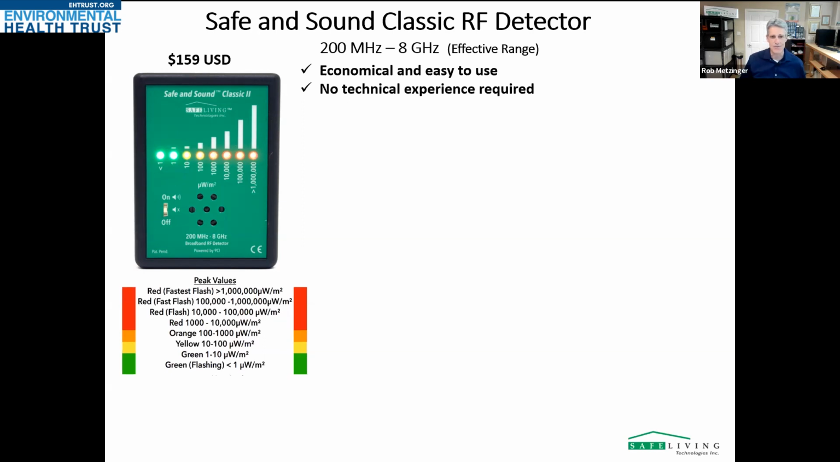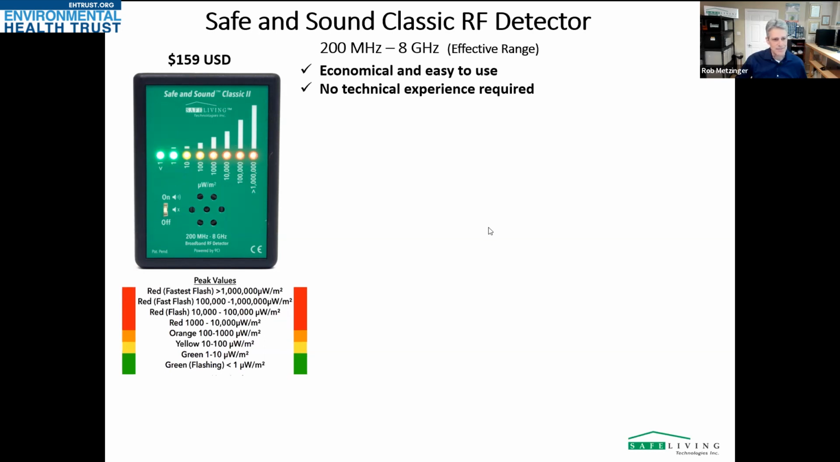We tried to make it for people that don't have any technical experience. There are 8 LEDs on it, and they're all lit up here, but typically you'd only see one or two lit up. Green is good, red is bad. Here we are in the 10 and below microwatts per square meter range, which is the range you want to be in. And then we get into the higher levels here.